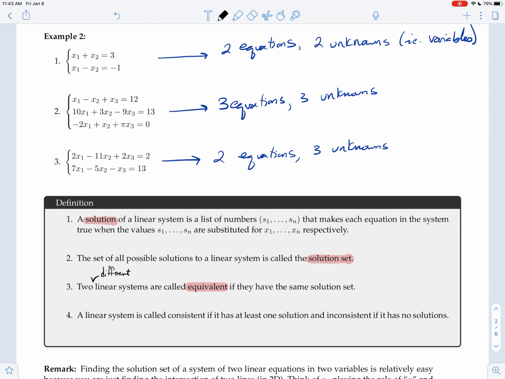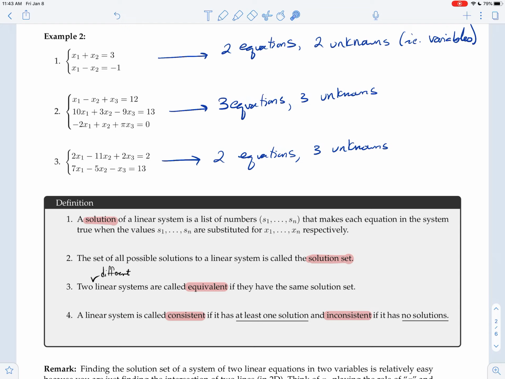Finally, two words that you're going to see throughout the course: a linear system is called consistent if it has at least one solution. Let's highlight the word that we care about. So consistent if it has at least one solution in its solution set, and a linear system is inconsistent if it has no solutions. So consistent means there's at least one solution. Inconsistent means no solutions.